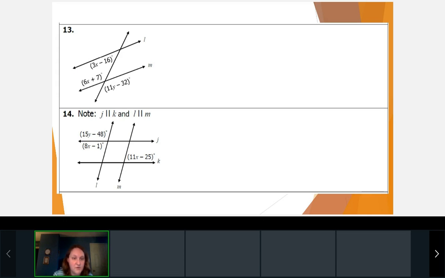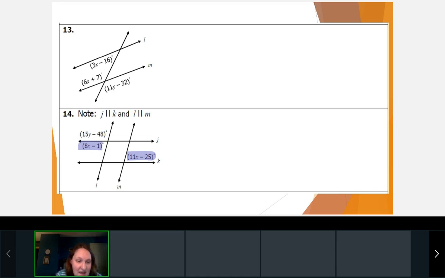Okay, I'm going to show you number 14, just because it looks a little different. We've got more than one transversal going on. The idea is going to be kind of the same, right? Pick the two expressions that have the same variable. So that would be this 8x minus 1 and this 11x minus 25. However, they don't have a relationship right now because they're not touching the same transversal. But we know that we've got some parallel lines here.